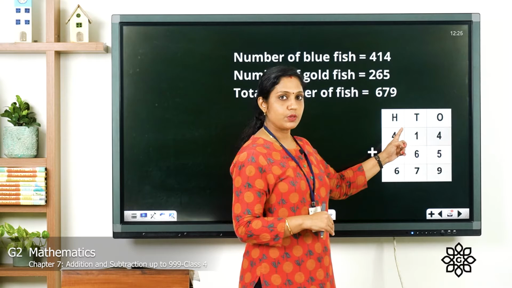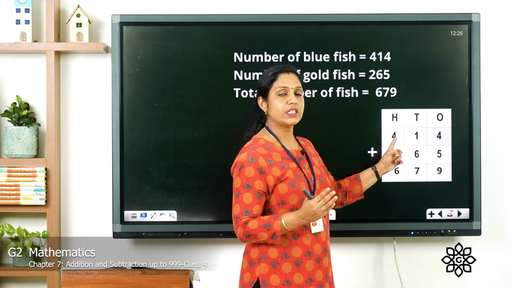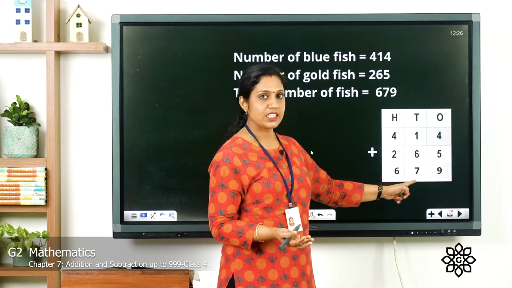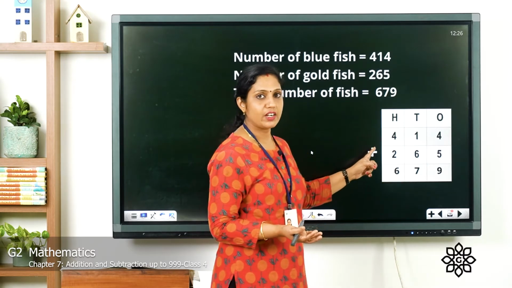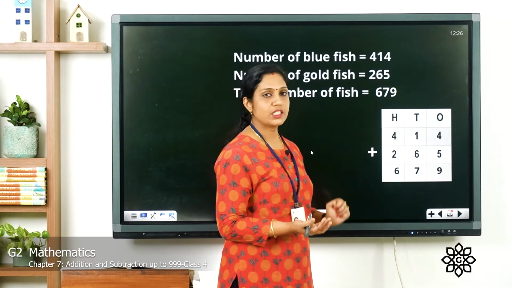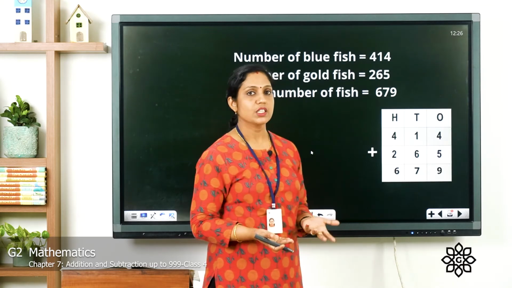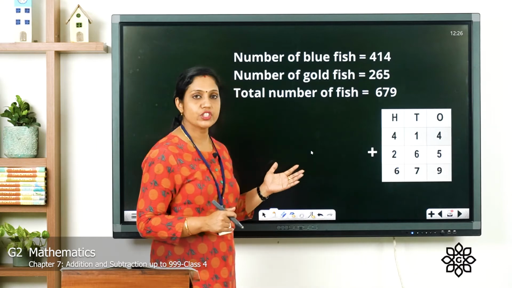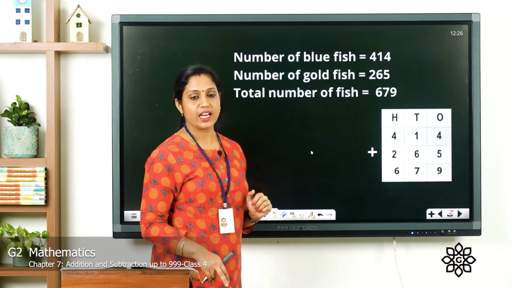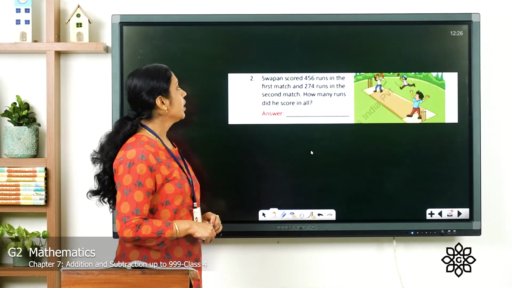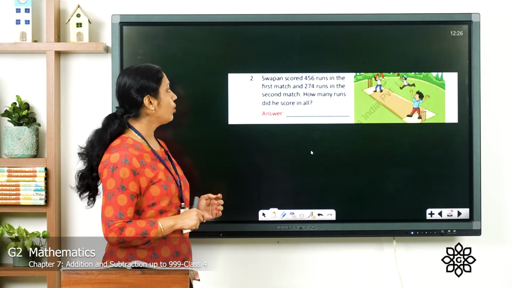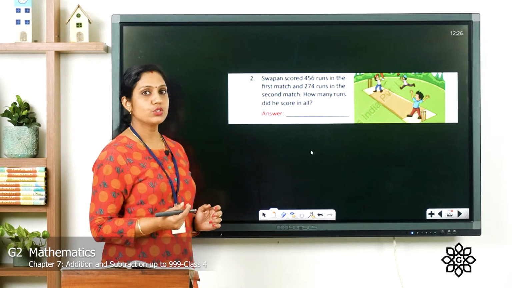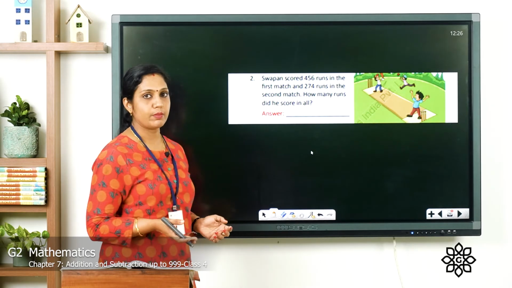The number in the tens position, 1 plus 6. So how much is 1 plus 6? 1 plus 6 is 7. Write down that in the tens position, and then we'll move on to the hundreds position. We have 4 plus 2. 4 plus 2 is 6. So the answer is 679. So the total number of fish is 679.